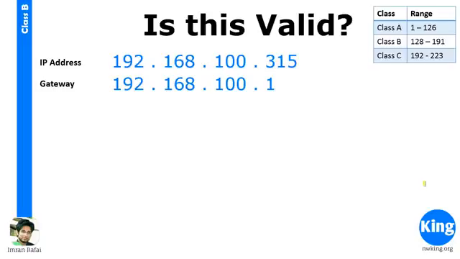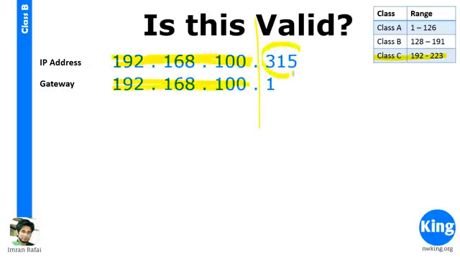192.168.100.315, with gateway 192.168.100.1. Pause this video and let me know if it is valid. 192 is a class C IP address. Very good. If it is class C, the division is here. So is it the same? If you check, 192.168.100 is the same, so that's all right.